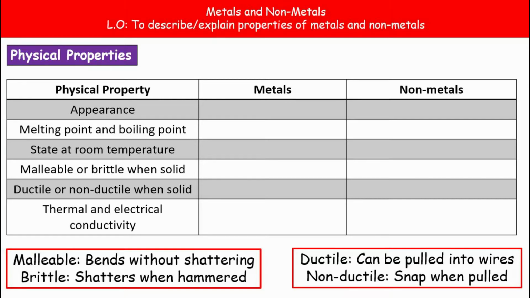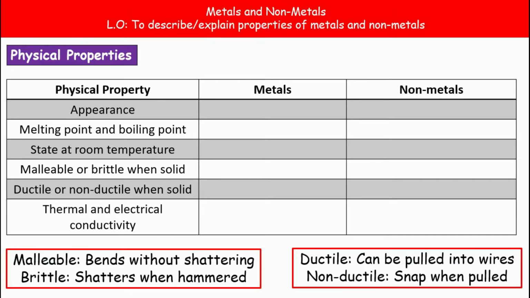And I've given you the definitions for those in the bottom left. So malleable means that we can bend it without it shattering, and a brittle substance will shatter when we hammer it. Ductile or non-ductile when solid, and the definition for those is in the bottom right there. So you can see ductile means we can pull it into wires. Non-ductile, when we pull it, it just snaps. And then their thermal conductivity and their electrical conductivity.